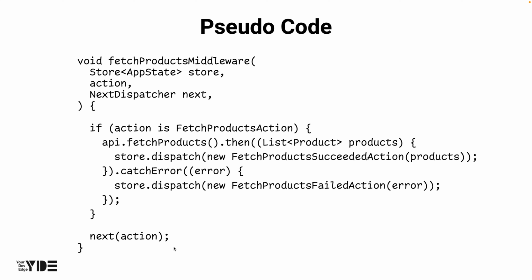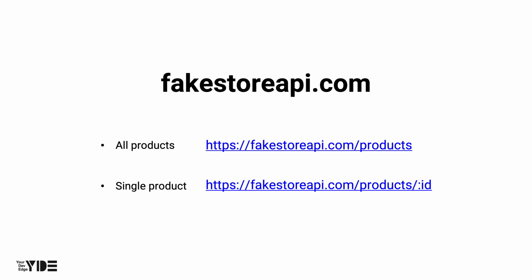If the action is not a fetchProductAction, immediately use the next function to forward it to the next middleware or reducer. And if the action is a fetchProductAction, make an API call. The fetchProductAction is passed as an argument to the next function before the fetchProduct call ends. In the next chapter, we will create an app using real middleware.